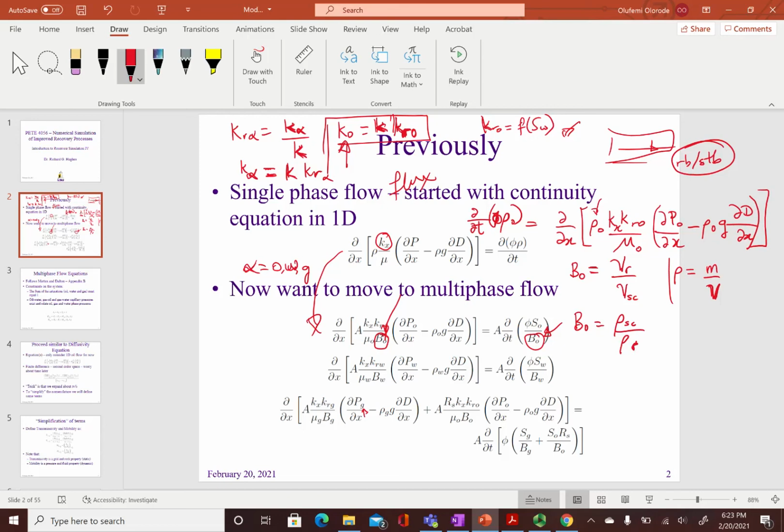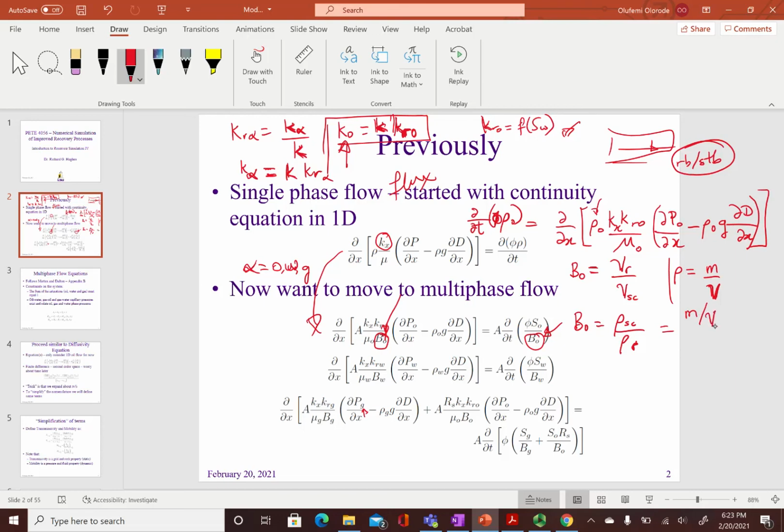And rho at reservoir condition is just rho. Why? Because this is mass, which never changes. The mass does not change regardless of the conditions. Meaning, regardless of the pressure and temperature conditions, the mass of the fluid is constant. What changes is the volume.